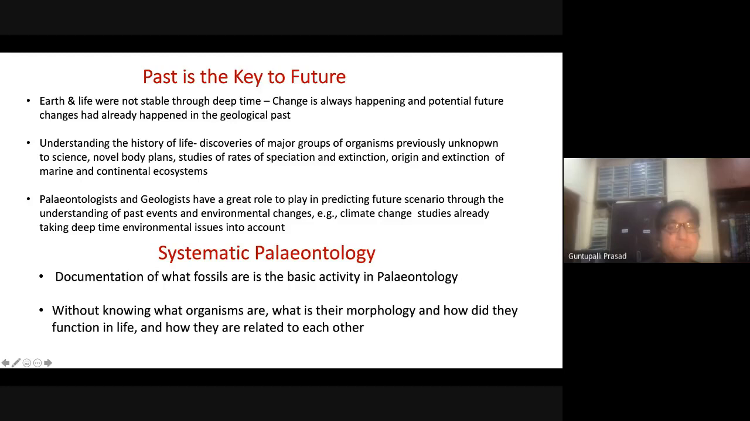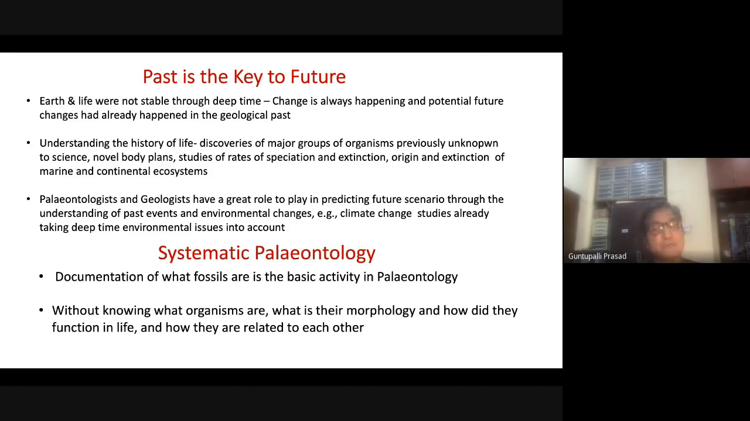Then systematic paleontology. This is the subject where it is basically to study the fossil. Once you collect the fossil, you try to understand the morphology, describe the morphology, and then publish it. If it is a new species, you publish it. So this should continue, because this is the basis on which you can build other subjects, other branches. Once you know what kind of fossil it is, what kind of group it belongs to, then you can understand what is the environment, what are the climatic conditions in which it lived, and what are the evolutionary changes that have taken place. Those things you can learn only after systematic study of the animals.